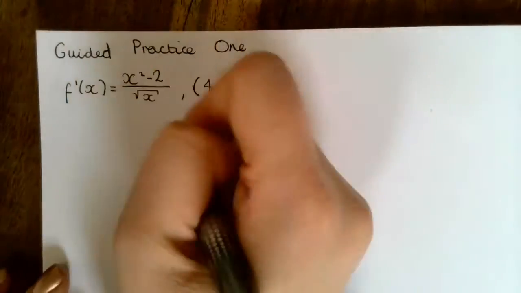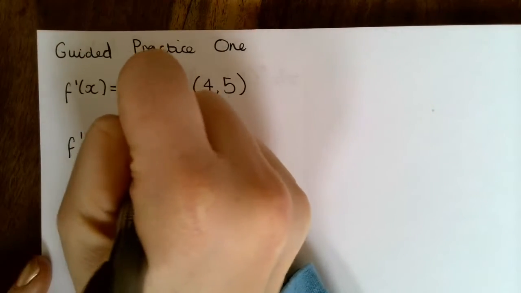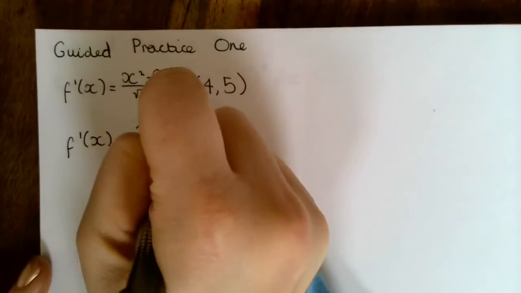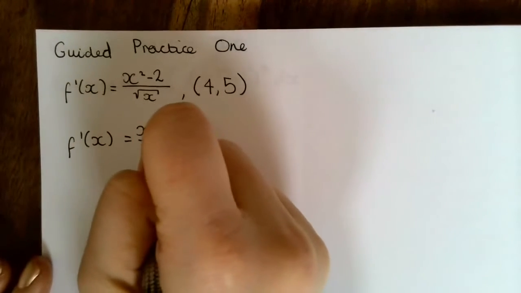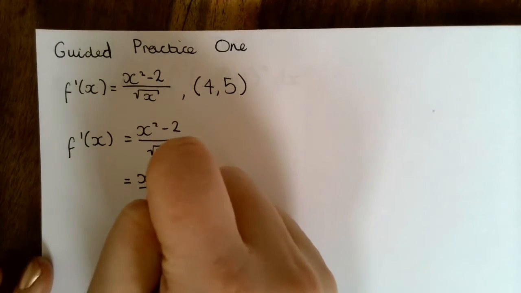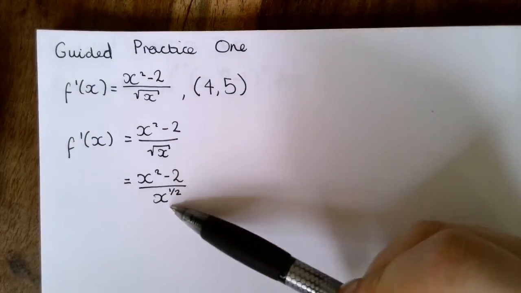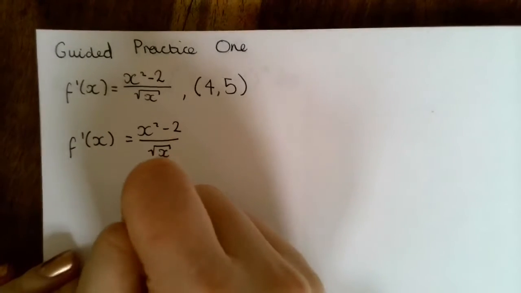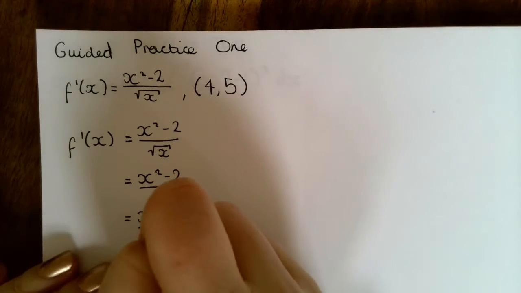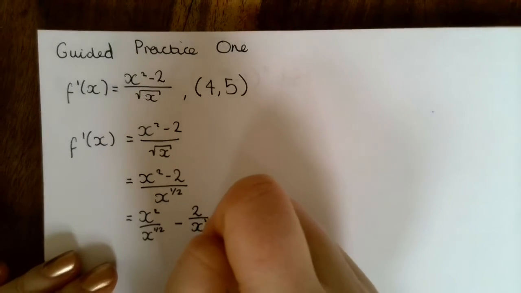So, if we let f dash of x equal (x squared minus 2) over root x, using our laws of indices, we can write root x as x to the power of a half. Now we've got a fraction with a denominator of x to the power of a half, which we can split up into two separate fractions. So that is equal to x squared over x to the power of a half, subtract 2 over x to the power of a half.